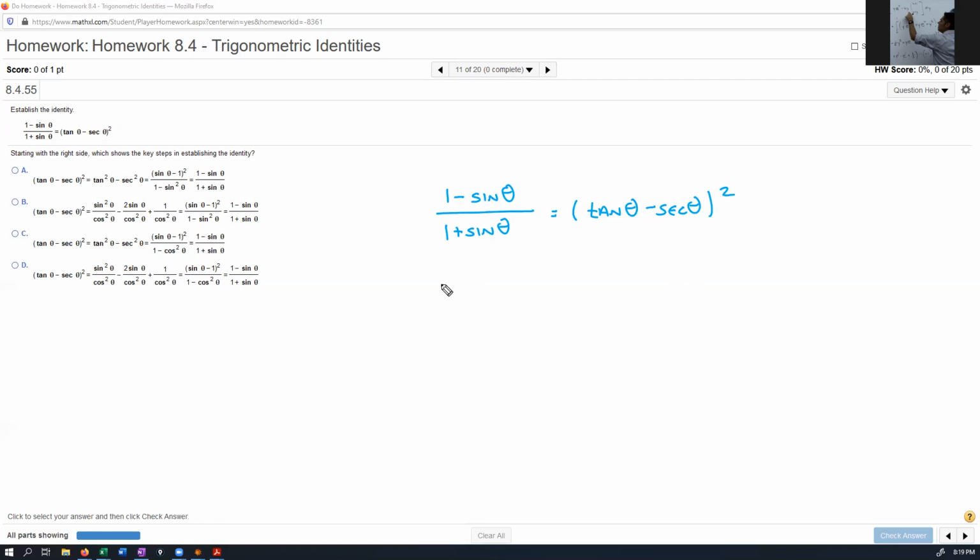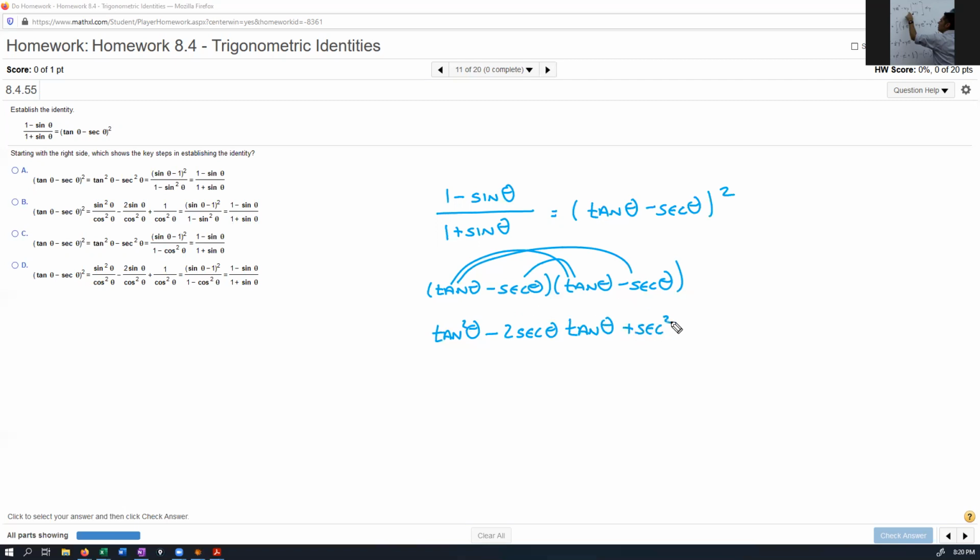So if I start with the right side, I'm going to go ahead and just take tan theta minus secant theta and multiply it times itself. So I'm squaring it. Okay, when I go here to here, I get tangent squared theta. When I do here to here and here to here, I get minus 2 secant theta tangent theta. And when I do here to here, I get plus secant squared theta.